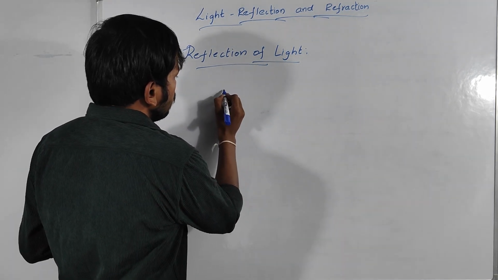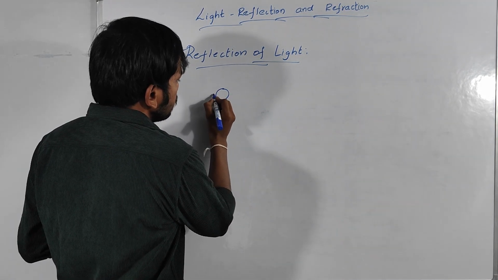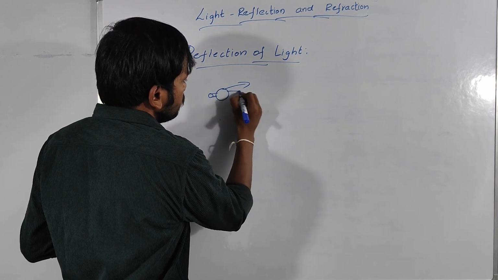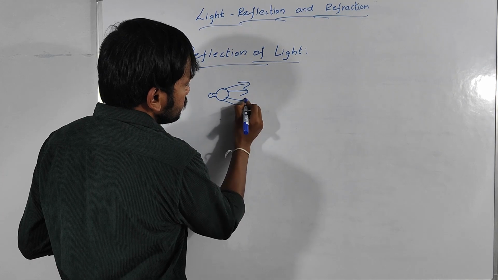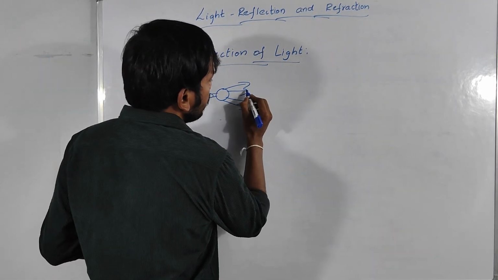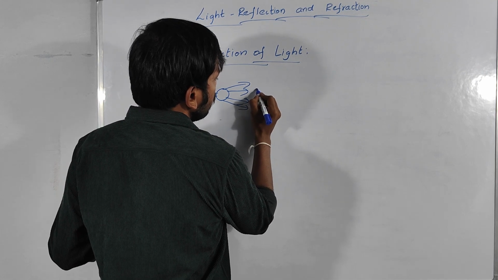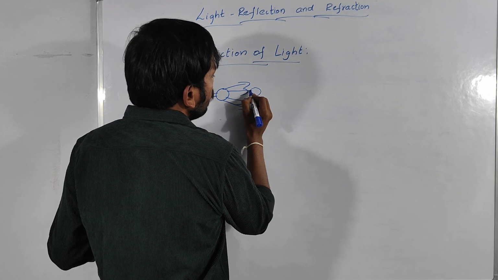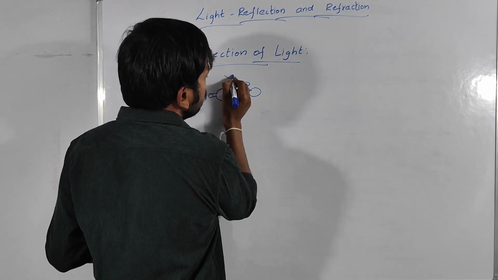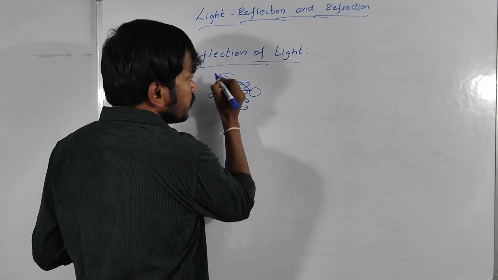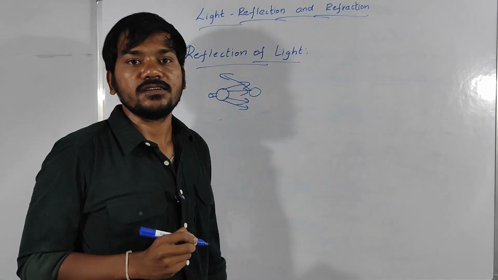What is this bouncing back? Say for example, from a bulb, let us consider this bulb. It is giving out some light rays, as we discussed in rectilinear propagation. Some of these light rays will be falling onto an object, and from there, if they bounce back, this phenomenon or property of light is said to be reflection of light.